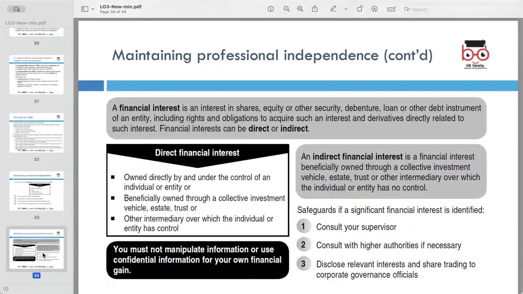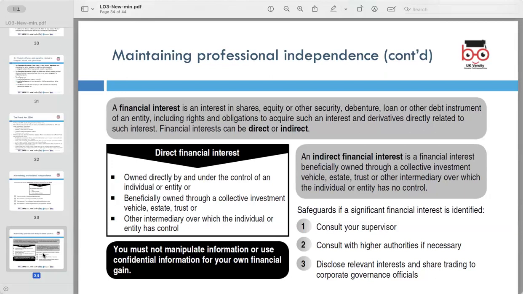Maintaining professional independence, further discussion. Professional independence of accountants extends to financial interests, which include share equity, securities, and other financial instruments of an entity. So these interests can be direct, meaning they are owned and controlled by an individual or entity, or indirect, where ownership is through an intermediary over which the individual or entity has no control.